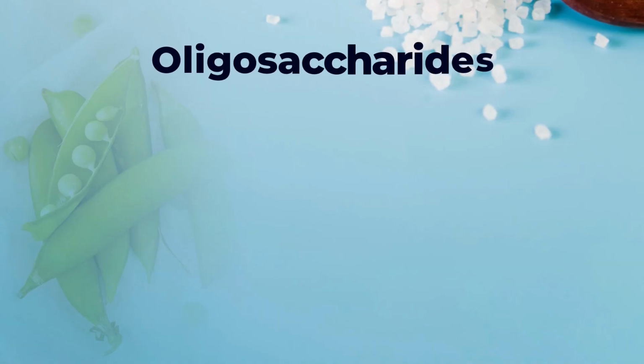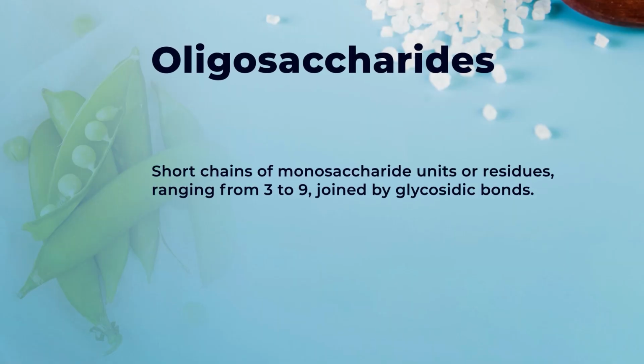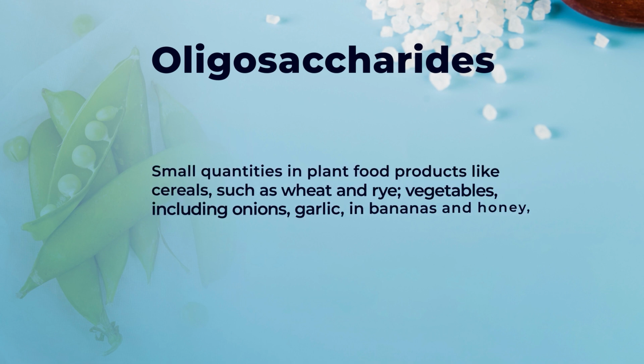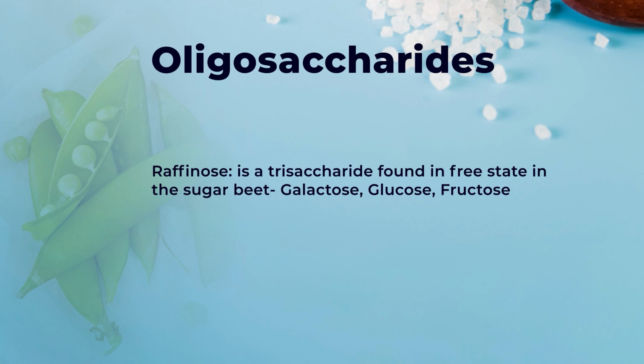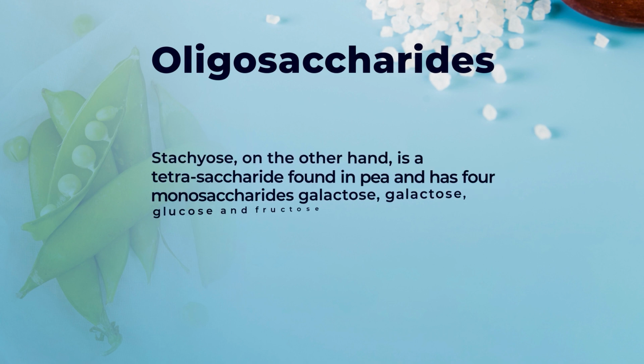Now, we come to the oligosaccharides. Oligosaccharides are those where the monosaccharide units number from 3 to 9, and they are also joined by glycosidic bonds. They are present in plant foods like wheat, rye, vegetables, and even onion, garlic, banana, honey. Raffinose is a trisaccharide obtained from sugar beet, comprising galactose, glucose and fructose. And stachyose is a tetrasaccharide found in pea, comprising galactose, glucose and fructose.